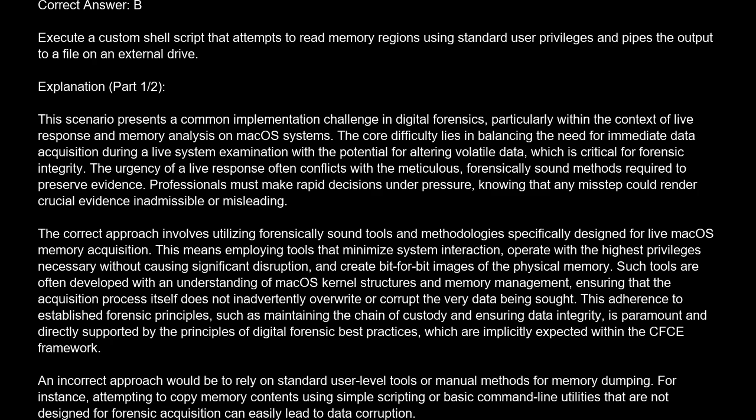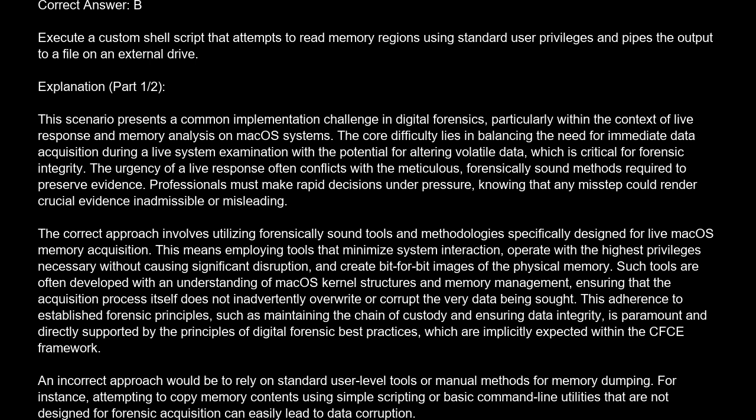This adherence to established forensic principles, such as maintaining the chain of custody and ensuring data integrity, is paramount and directly supported by the principles of digital forensic best practices, which are implicitly expected within the CFCE framework.